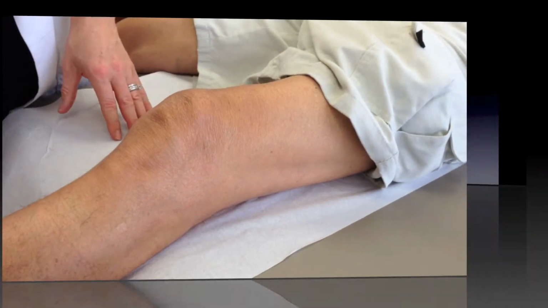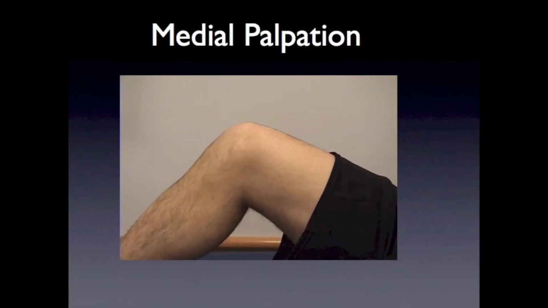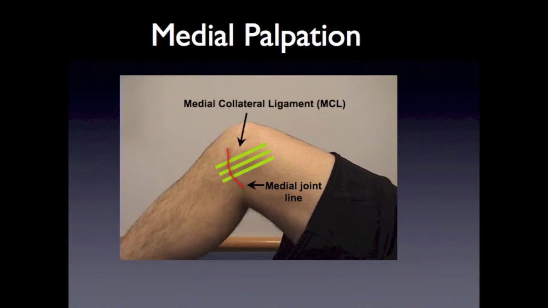Assess for pain. To palpate the medial and lateral aspects of the knee, it helps to have the knee flexed at 90 degrees. Medially, you can palpate along the entire medial joint line and over the medial collateral ligament. Don't forget to palpate over the proximal medial tibia where the pes anserine bursa lies.